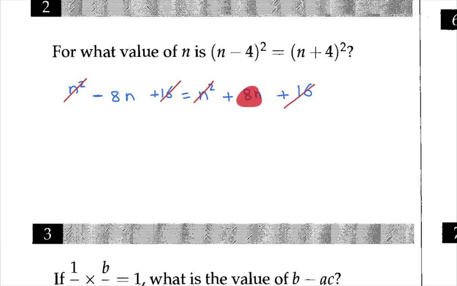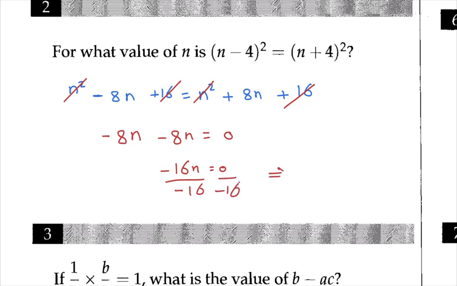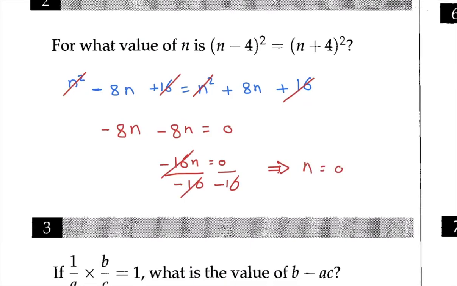Can we cancel 8n with negative 8n? لا طبعا ما نقدرش. We cancel only if we have the same value on both sides. So we can shift 8n to be here. So it will be, we already have negative 8n, and if we shift 8n to this side, it will be also negative 8n. All of this equal to 0. Negative 16n equal to 0. Divide both sides by negative 16. So this cancels this, and the value of n is going to be 0, divided by anything is 0.